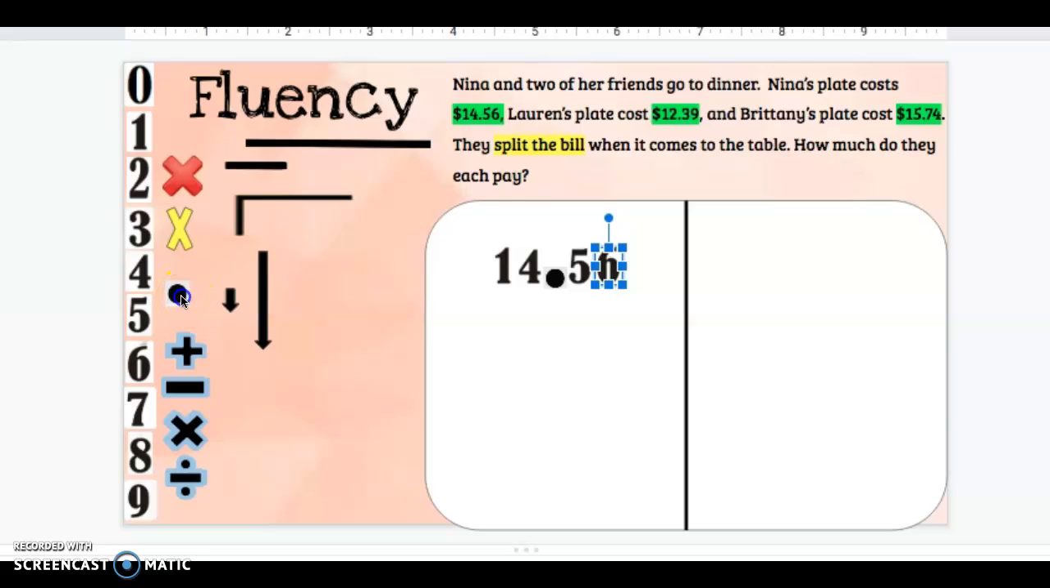Okay, so when I add decimal points, I make sure my decimal points are lined up and my digits are lined up. So my 1 is in my tens place, my 2 is in my ones place, my 3 is in my tenths place, my 9 is in my hundredths place. And then I have $15.74, so I put my decimal point down. My 5 is in my ones place. My 1 is in my tens place. My 7 is in my tenths. And my 4 is in my hundredths. Draw my line.